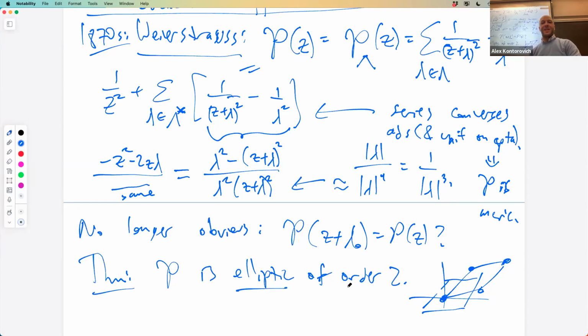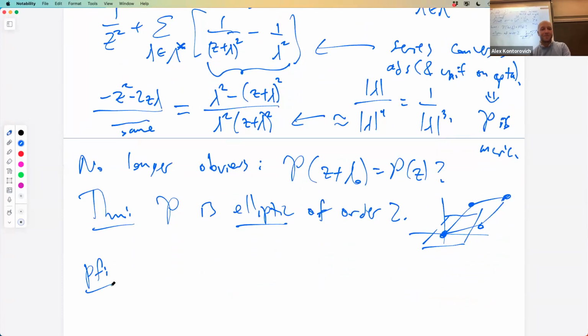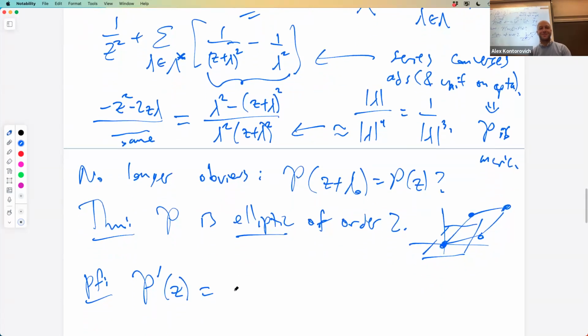Okay, so we see that it's meromorphic, it's holomorphic outside of its poles. All that remains to show is that it is indeed translation invariant. So how can we prove such a thing? Well, let's look at the derivative. It converges absolutely and uniformly on compacta, so we can differentiate term by term. What's the derivative of z to the minus 2? Negative 2 z to the minus 3.